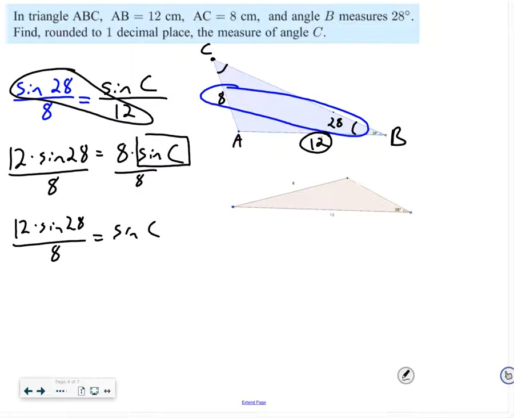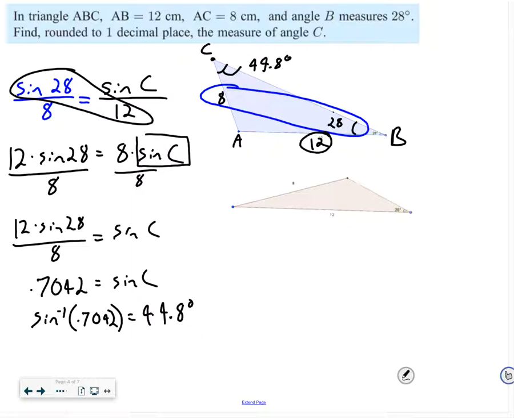So on the left side, I'm going to get a decimal answer for that. So 12 times the sine of 28 divided by 8, and I get a decimal of 0.7042 is equal to the sine of C. Since I'm trying to find an angle, I'm going to use my inverse. So I do sine inverse of 0.7042, and I get 44.8 degrees.